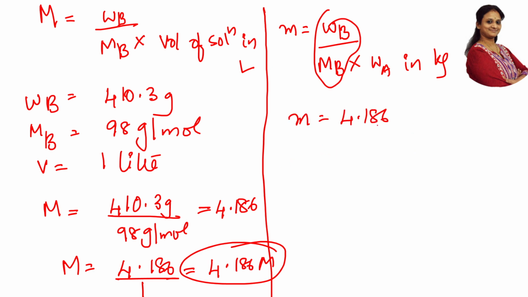4.186. Okay. Then divided by what is this one? Weight of water in kg? That I don't know, right? I don't know about the weight of water. What is this? How to do this?